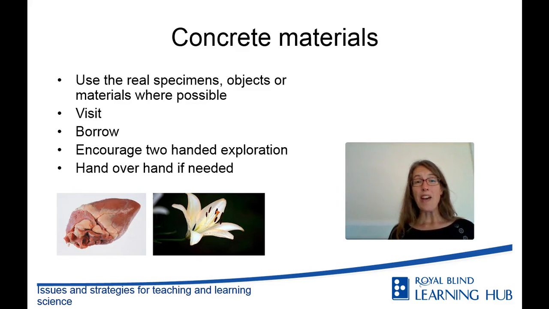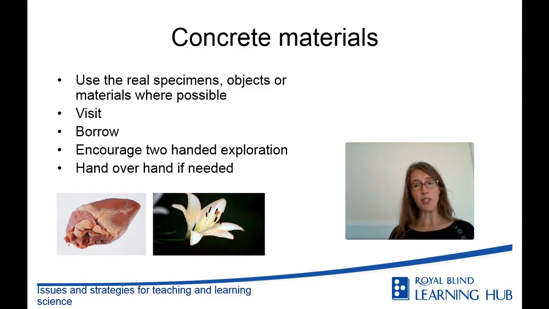Whenever we've got these objects or specimens, what we want to do is to get our visually impaired learner to explore it as much as possible, to really get them to get an understanding of how this object works. And to do that, it's really important that we're using two-handed exploration. It's only by using two hands that you can relate the parts of the object to each other. It's only by using two hands that you can really get a sense of scale to that object.